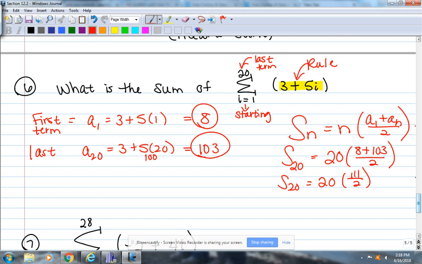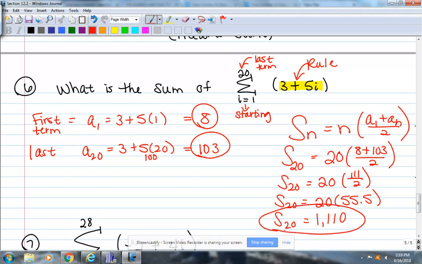What's 111 divided by 2? Is it 55.5? Sure is. So then you're going to do 20 times 55 and a half. Can y'all do that for me? Yes. 1,110. So if I add all the terms in this series, or in this sequence, between the first term and the 20th term, they all add up to 1,110.